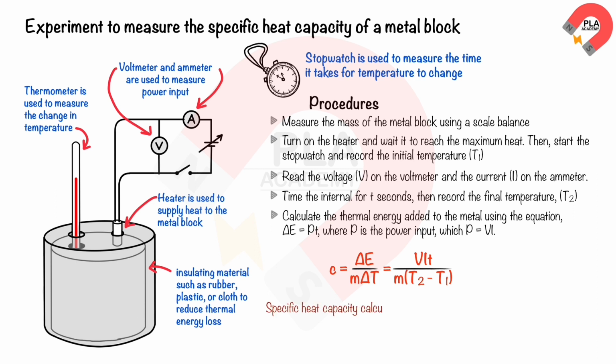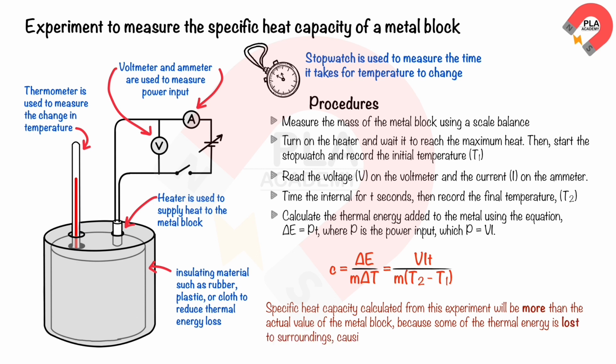Specific heat capacity, c, calculated from this experiment will be more than the actual value of the metal block, because some of the thermal energy is lost to the surroundings, causing a smaller change in temperature.